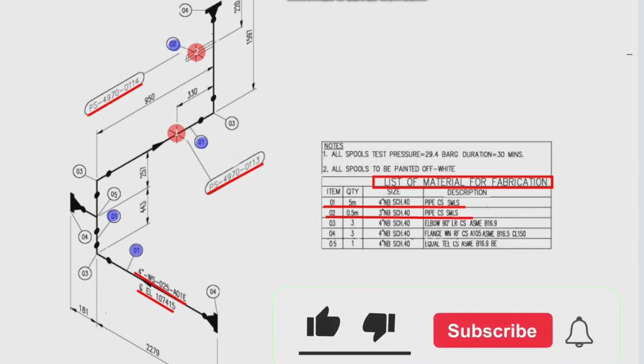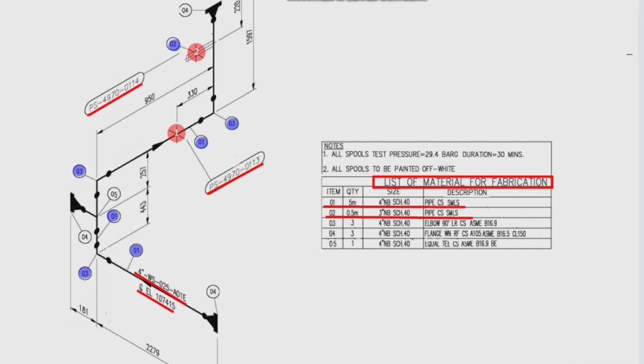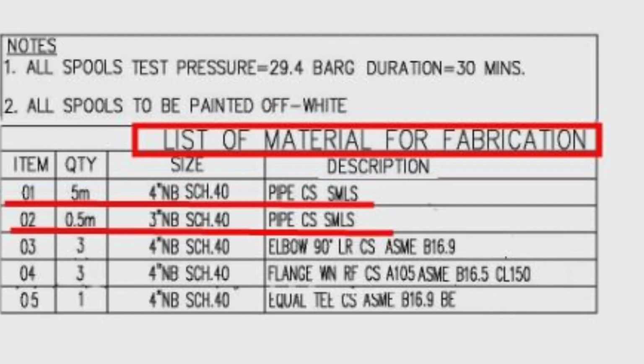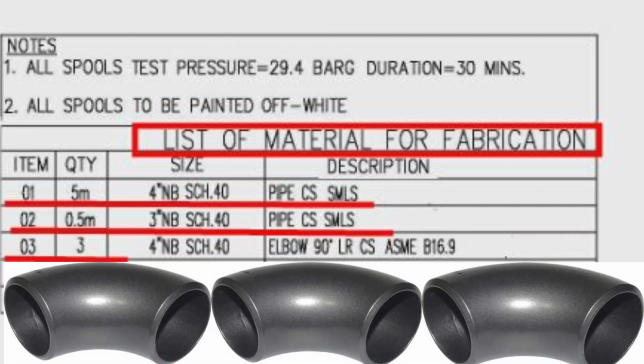Detail number 3 was used in 3 places in the pipe isometric. Let's look at the material list. The item number 3, the total quantity is 3 pieces, size is 4 inches, wall thickness schedule 40, elbow, 90 degree, long radius, carbon steel material, ASME B16.9.